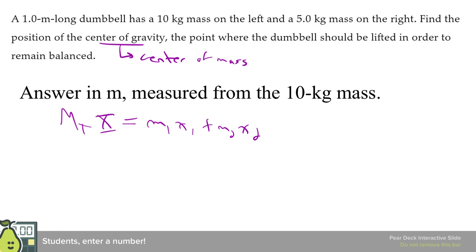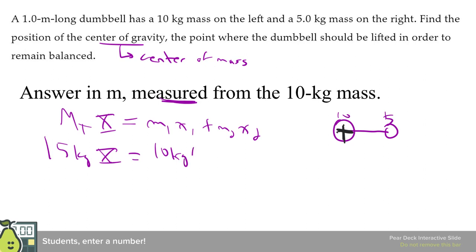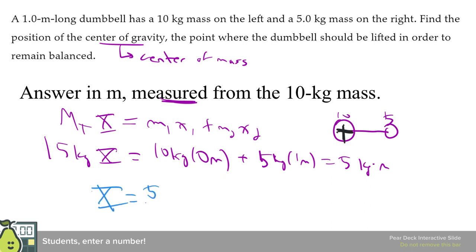So here, our total mass is 15 kilograms times the thing we're looking for. And then we have, I'm going to put, we said measured from the 10 kilogram mass. So 10 and 5, which means that the problem sets our origin here. So we have 10 kilograms times 0 meters plus 5 kilograms times 1 meter, which of course is just 5 kilogram meters. And when we do that division, we end up with the center of mass position being 5/15ths of a meter, or of course 1/3 meter.